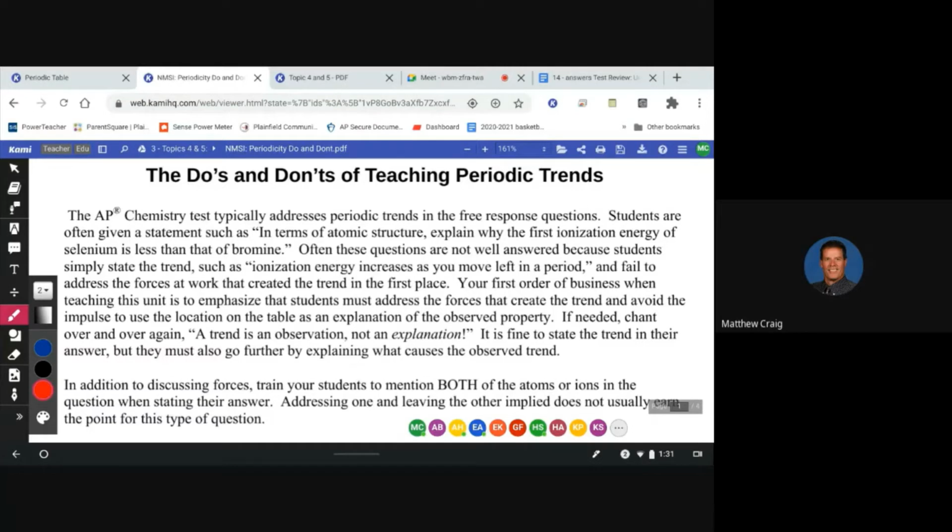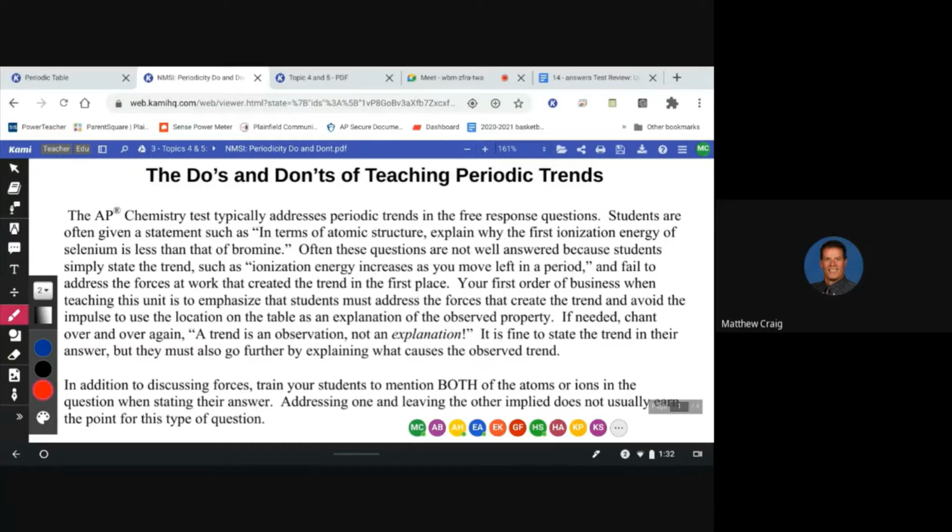Your first order of business when teaching this unit is to emphasize that students must address the forces that create the trend and avoid the impulse to use the location on the periodic table as an explanation of the observed property. If needed, chant over and over again, a trend is an observation, not an explanation. It is fine to state the trend in their answer, but they must go further by explaining what causes the observed trend. And that's what we've been doing.